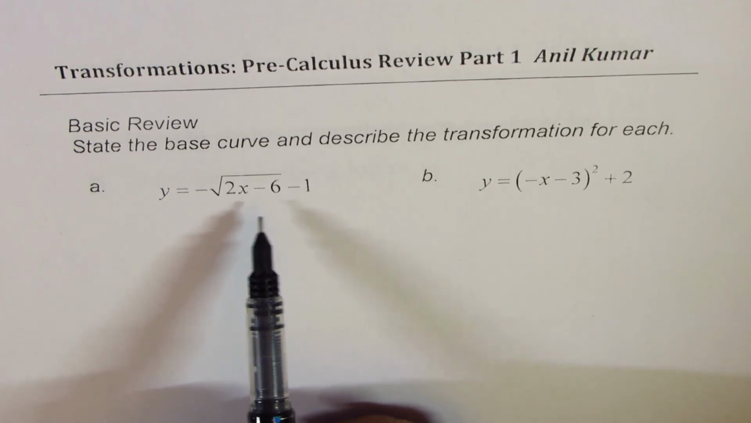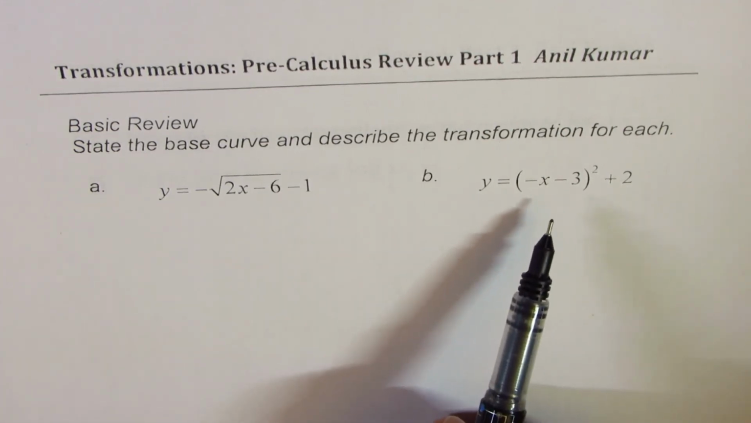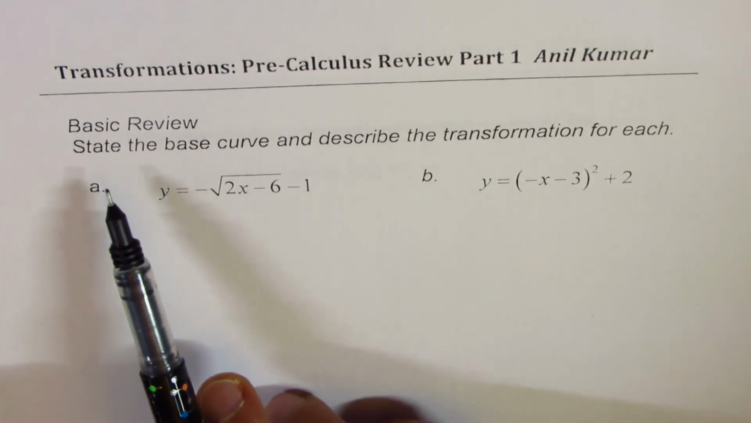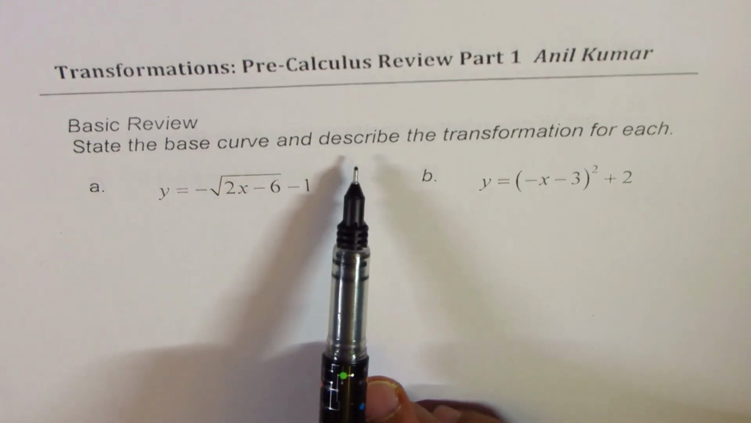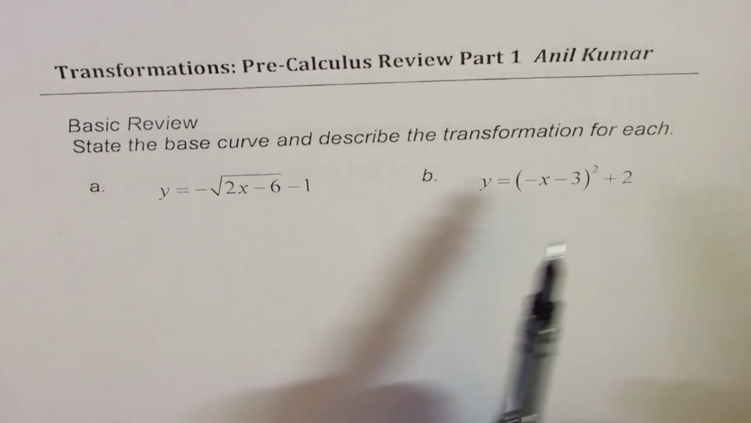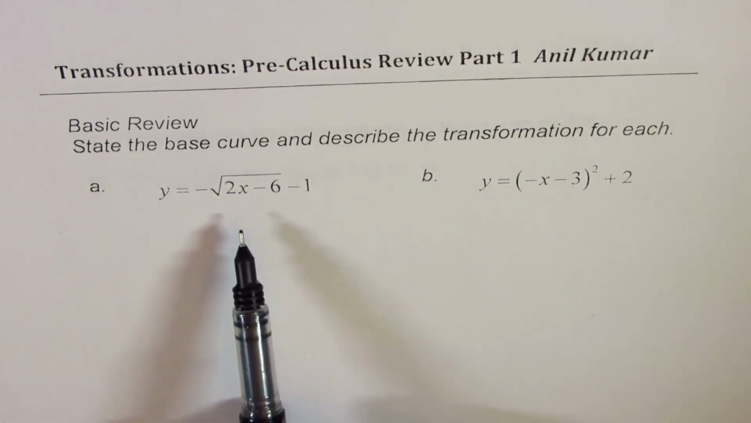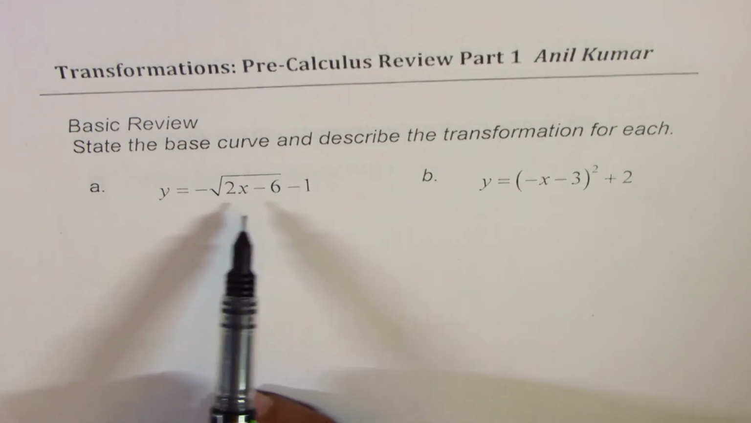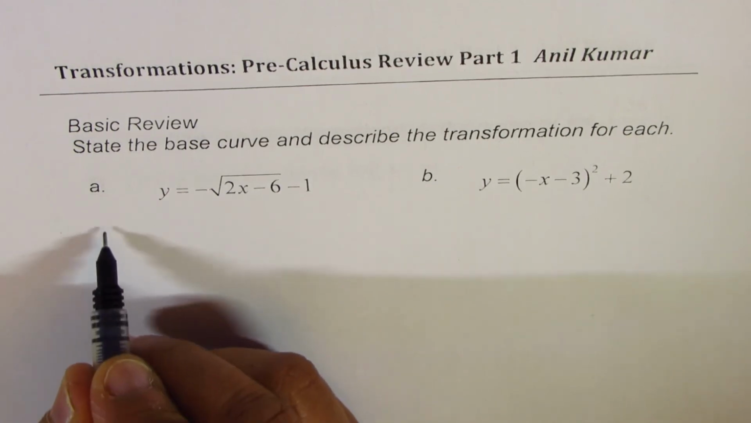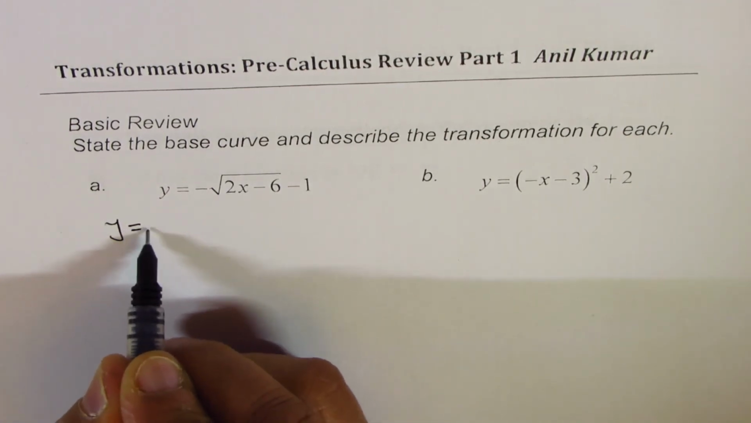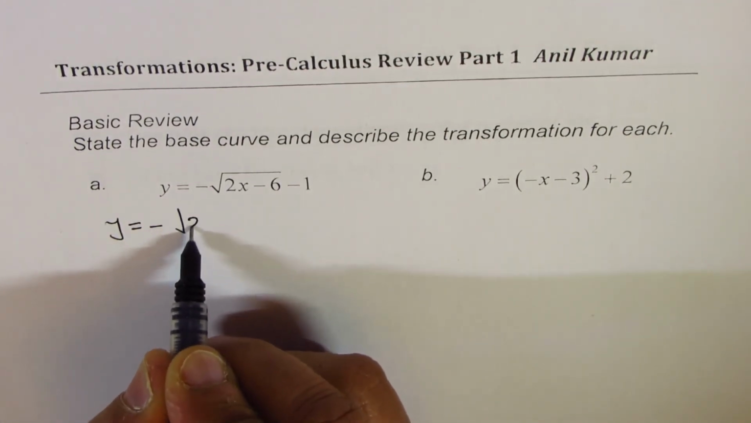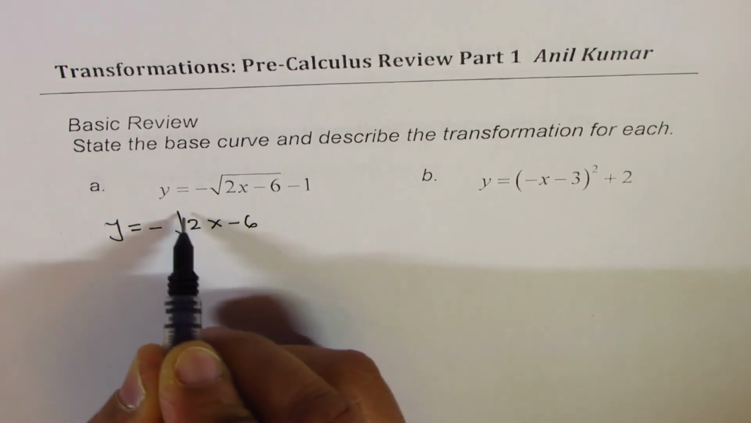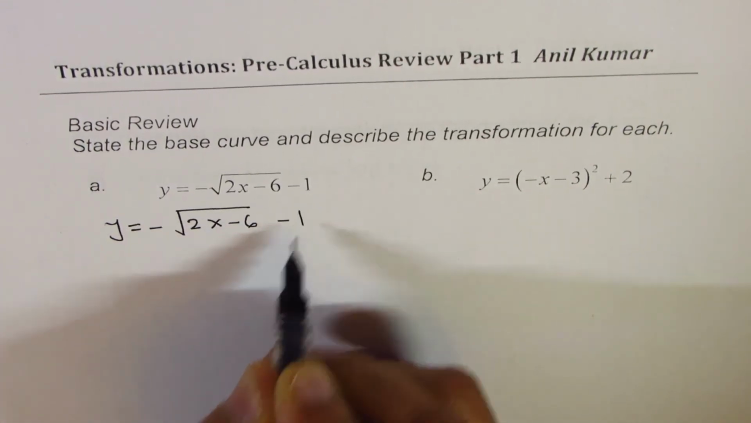So I've taken very basic questions here which should not be difficult for you. You need to state the base curve and describe the transformation for each. So we have 2 functions here, square root and quadratic. So let's look into these. The very first one is y equals minus square root of 2x minus 6, minus 1.